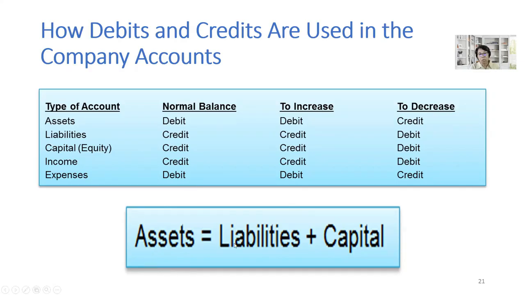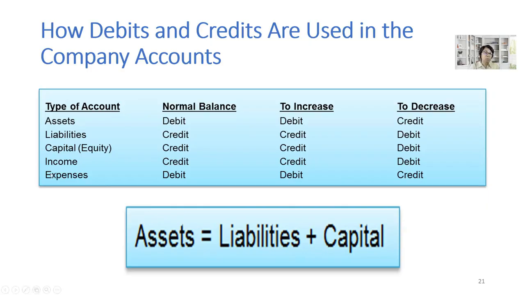For equity, which side of the equation is it on? It's on the right side. So it has a credit balance. So credit means capital goes up, or it has a credit balance.